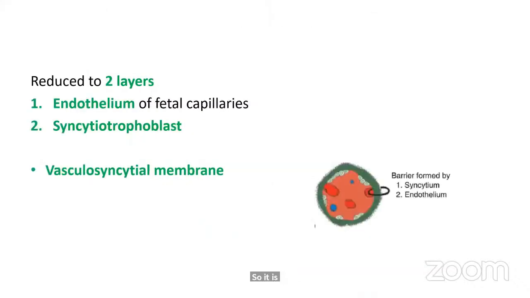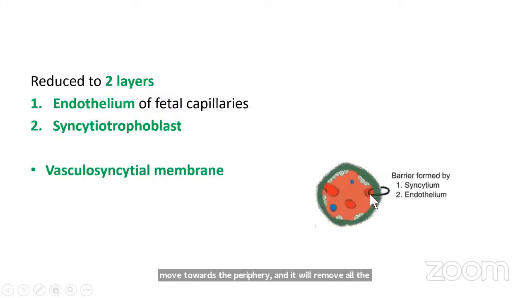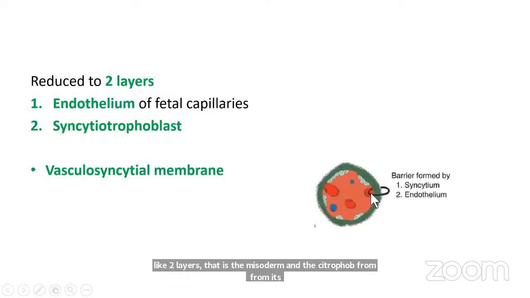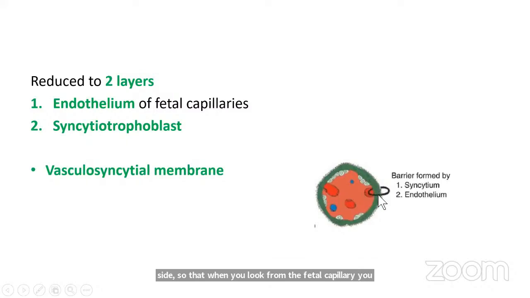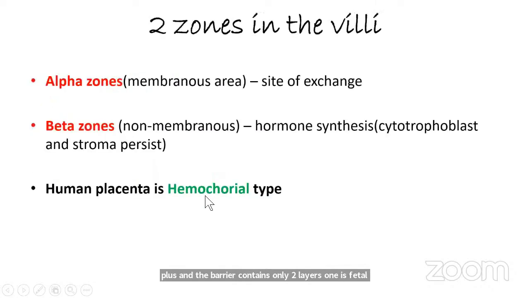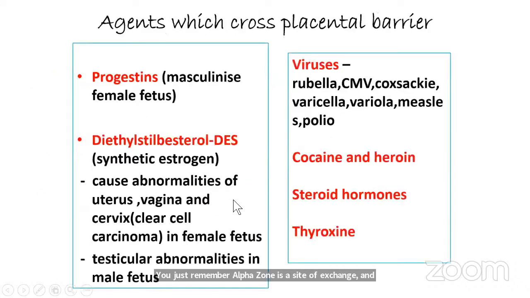So what happens when the placenta becomes mature, the fetal capillaries will move towards the periphery, and it will remove the 2 layers, that is the mesoderm and the cytotrophoblast from its side, so that when you look from the fetal capillary, you will be seeing only the endothelium of fetal capillary and the syncytial trophoblast. So in mature placenta, the placental barrier contains only 2 layers. One is fetal capillary and the syncytial trophoblast. This is known as vasculo-syncytial membrane. And there are 2 zones, you just remember. Alpha zone is a site of exchange and beta zone is a site of hormone synthesis. And human placenta is hemochorial.